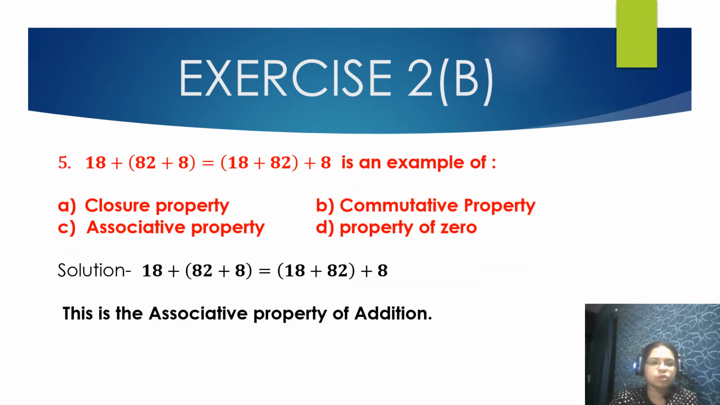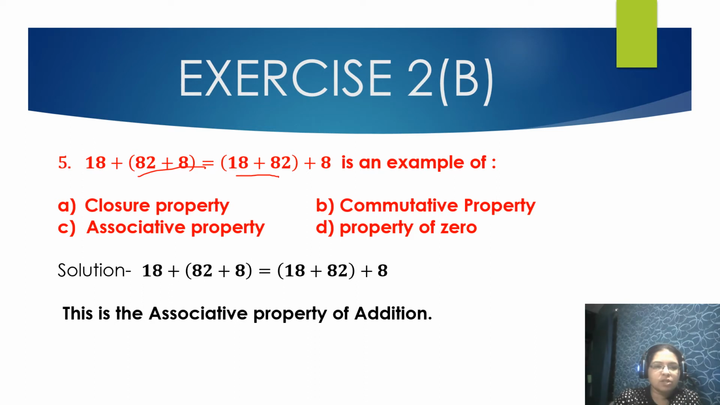Now we'll solve question number 5. Question number 5 is 18 plus (82 plus 8) equal to (18 plus 82) plus 8, an example of which property? First option is closure property. Second is commutative property. Third is associative property. And fourth is property of 0.